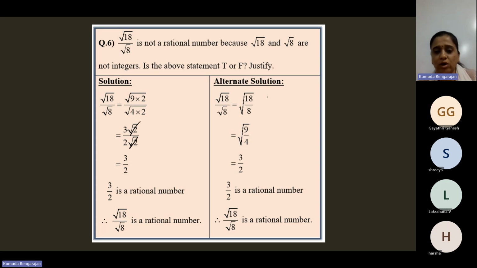Or you can write it as square root of 18 by 8. So this is 9, this is 4, 3 by 2. All right. Take any one. Work any one of the two methods. You don't have to work both.